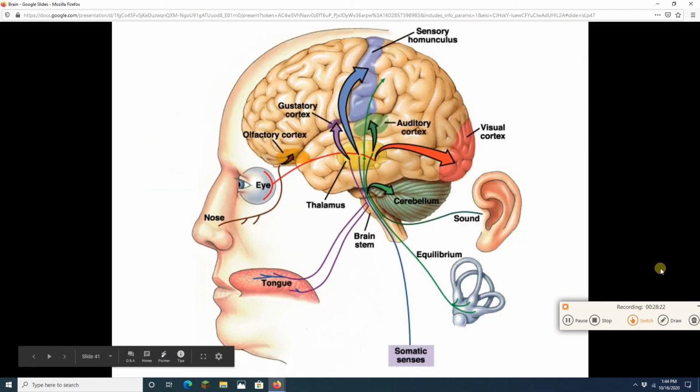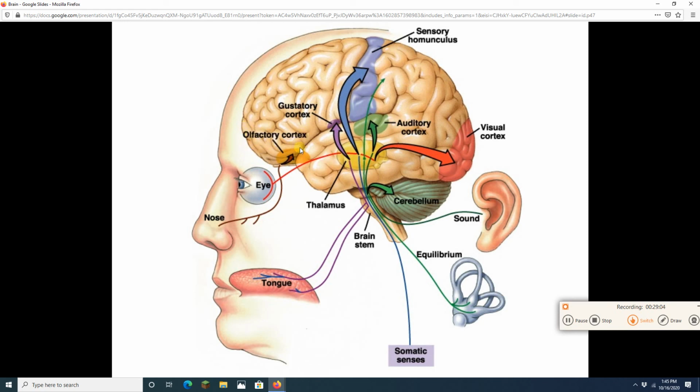Here we see just the idea that all these senses are going to the thalamus. So taste from the tongue, purple lines up to the brainstem to the thalamus. Senses from your body, somatic senses, balance, proprioception, touch, to the thalamus. Equilibrium, your senses from your semicircular canals in your inner ear, to the thalamus. Sound from your ear, to the thalamus. Vision from the eyeball, to the thalamus. The only thing that doesn't go to the thalamus is smell.